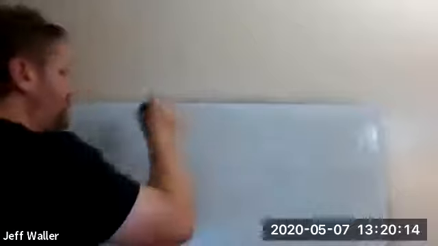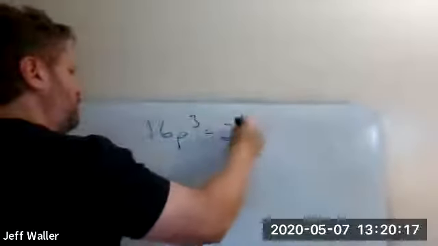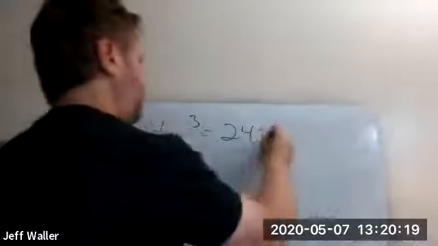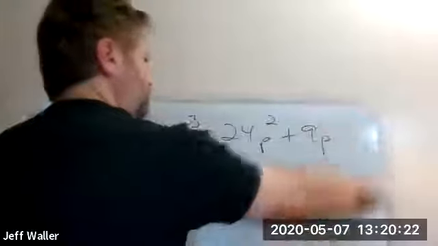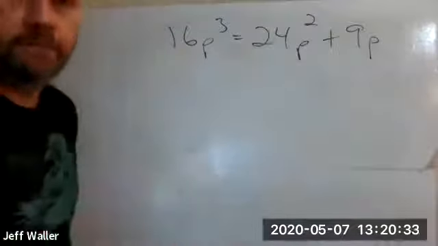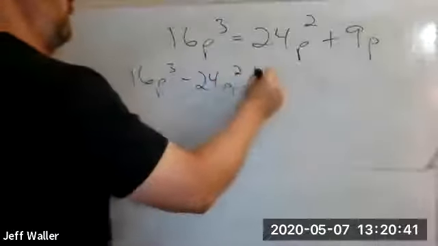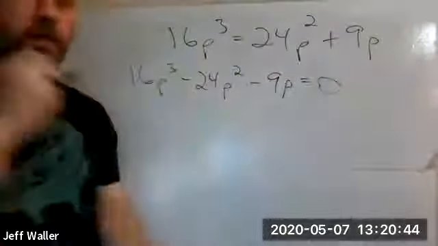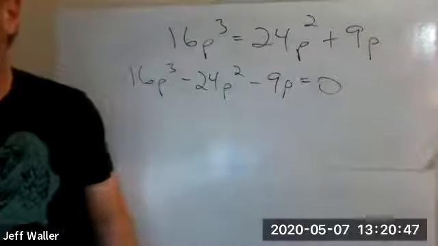So this one says number 339: 16p cubed equals 24p squared plus 9p, right? This is kind of cool because what's the highest power here? 3. So I expect 3 answers. What do I have to do? Make the right side equal 0. Good, so I'm going to subtract that stuff over. And then what do you always try first, of course? GCF. Take p out.